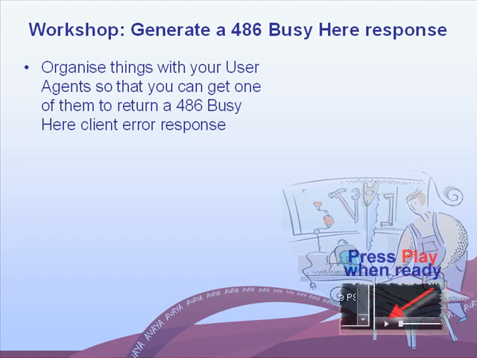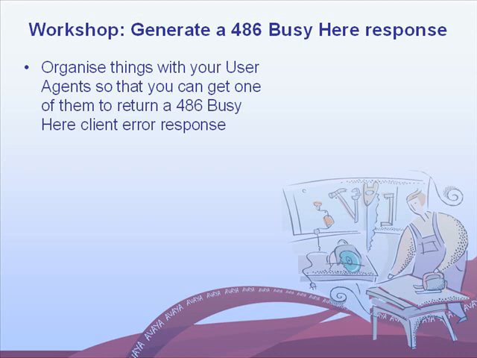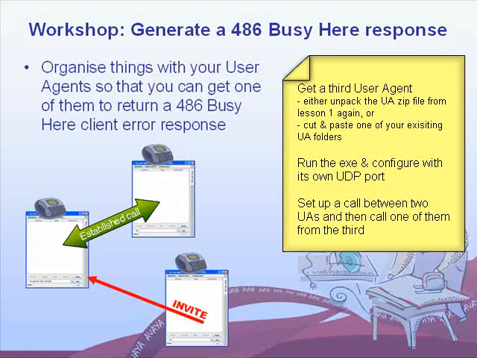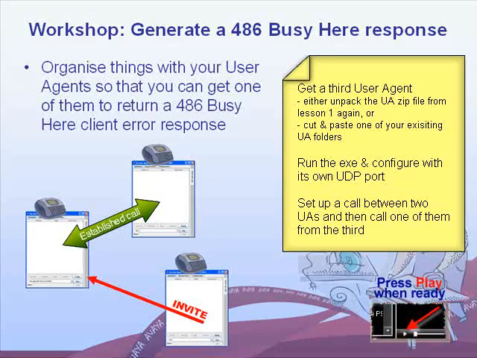Just in case you need it, I'll be giving you a clue as to what you need to do when you press play. Here's the clue. You'll need another user agent, of course. So either unpack the zip that you've downloaded in lesson 1 again, or even easier, just cut and paste one of your existing user agent folders to give you the third user agent and go inside to run the executable and bring the user agent up. Remember to configure it with its own UDP port. I usually use port 3003, but you can choose anything you like that's free.